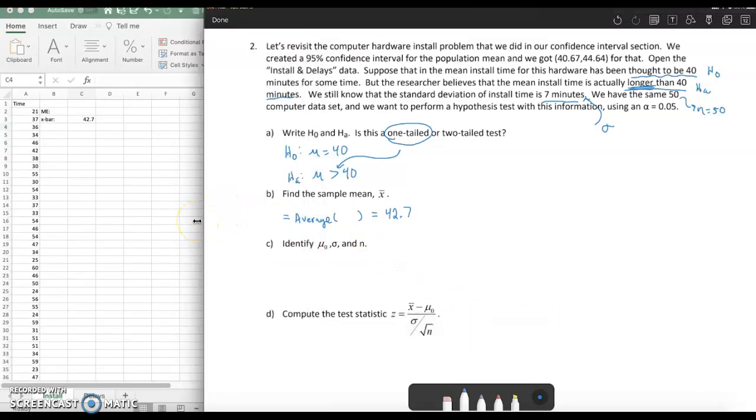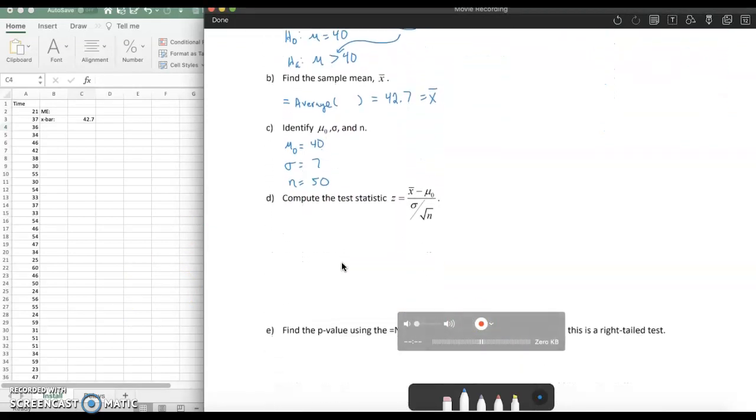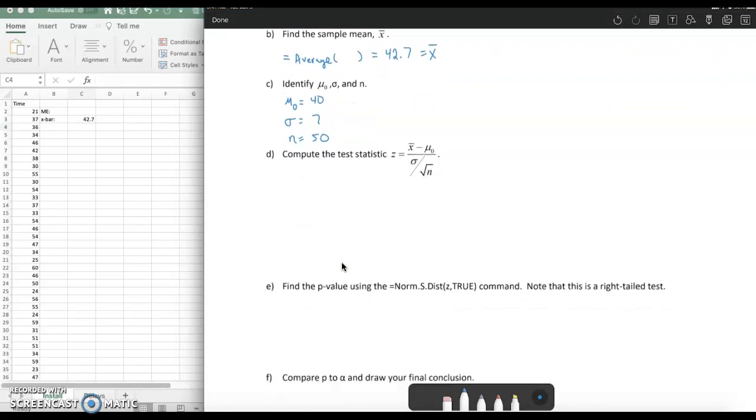Okay, identify mu sub 0, sigma, and n. So we get all these bits of information from the question. So mu sub 0 is the hypothesized mean, so that's that 40. We think that it's 40, and we're hypothesizing about that. Sigma is the population standard deviation, which in this case was 7 minutes, and n is 50, a size 50 sample. So with that information, we can now compute the z-test statistic, because we have all of the values we need to sub in there.